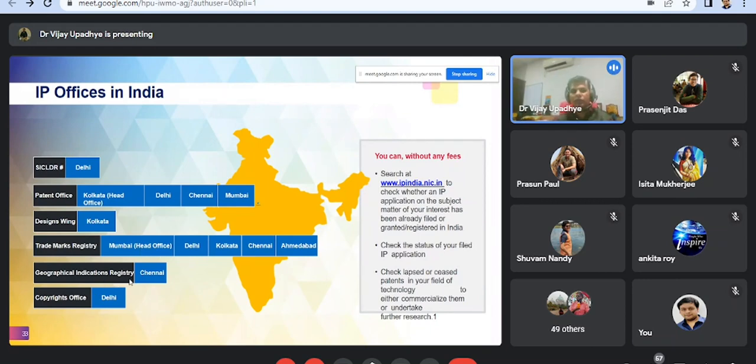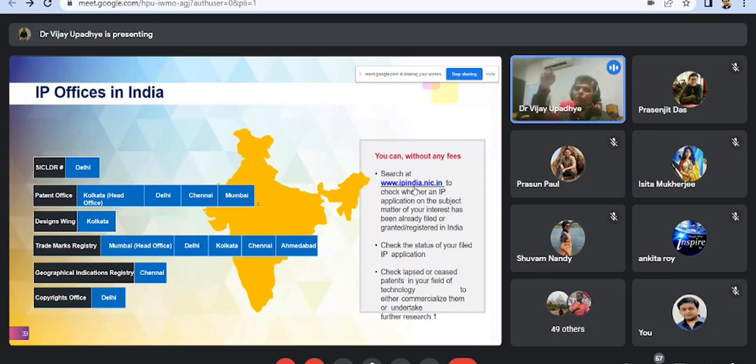For Geographical Indication, the registration will happen only in Chennai. SCILD registration happens in Delhi. Plant variety is also Delhi, but under this Delhi, four sub-branches are given. Generally, these four sub-branches are the east, west, north, and south zones, and you don't need to do anything. You simply go to the world patent site.